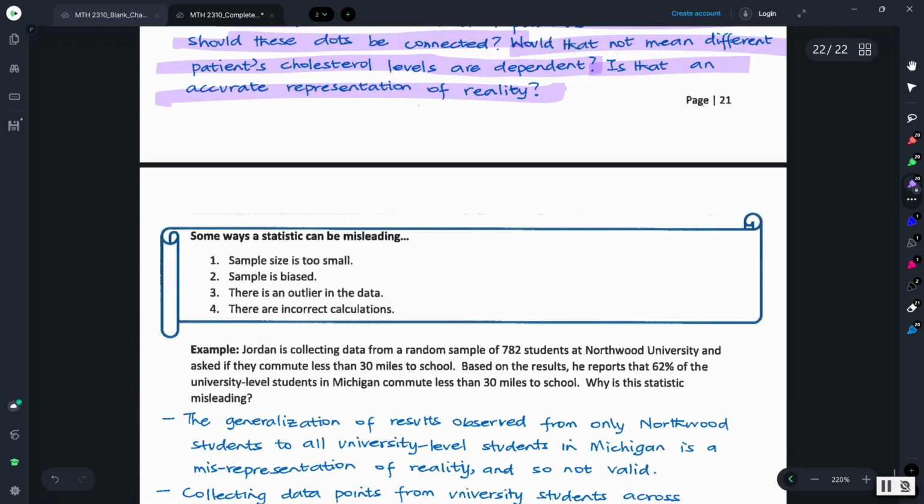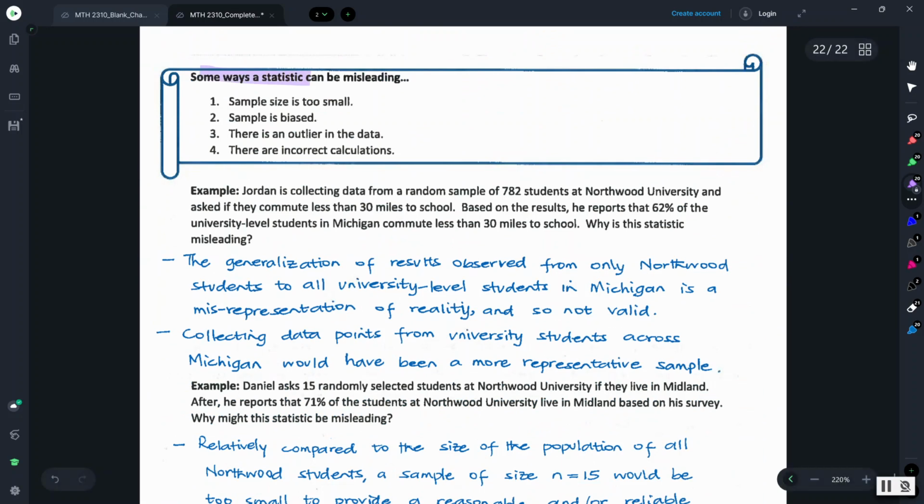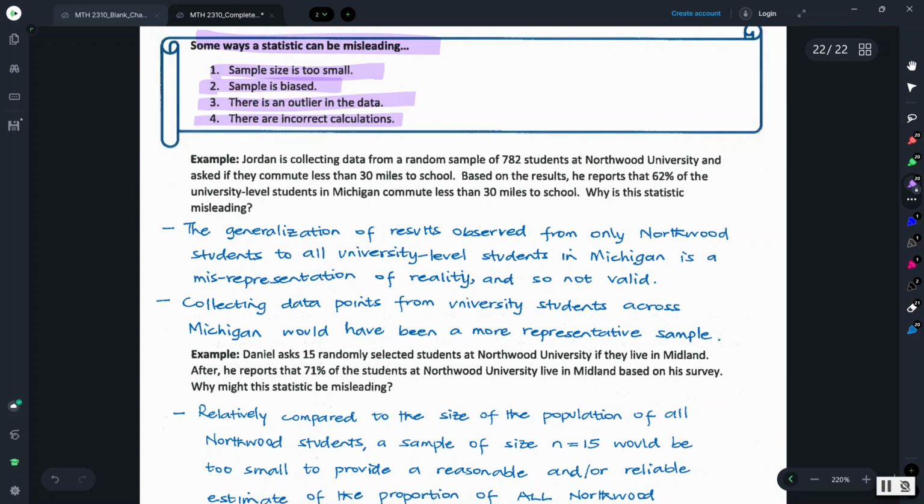So, we now proceed to other ways, again, in which statistics can be misleading. If you take a sample size that is too small, it can lead to a misleading statistic or results. If the sample is biased, like you pick a convenient sample, or there is an outlier in the data, or there are incorrect calculations. These can all lead to misleading statistics.